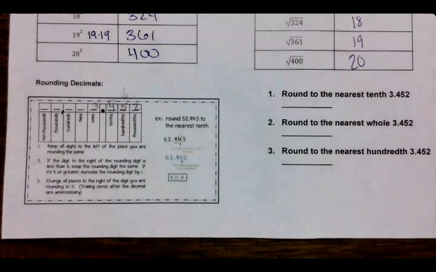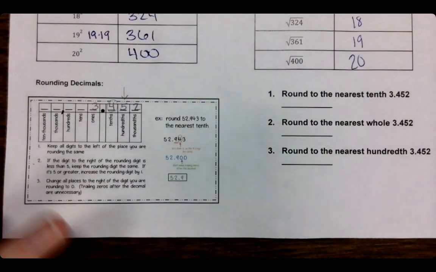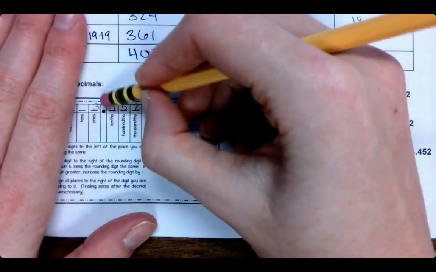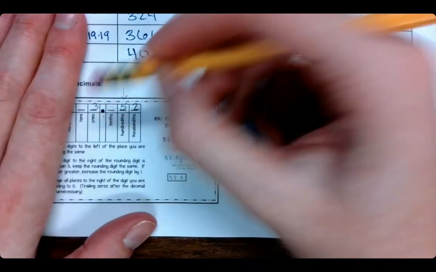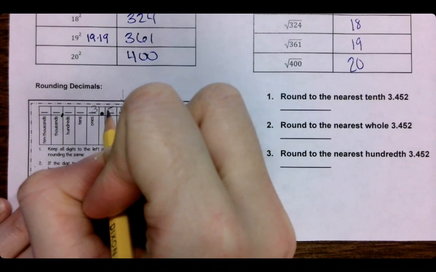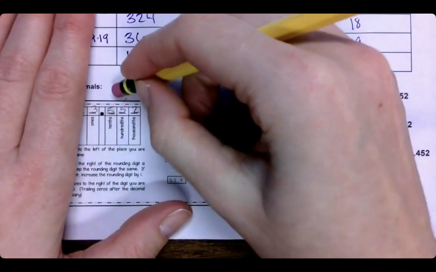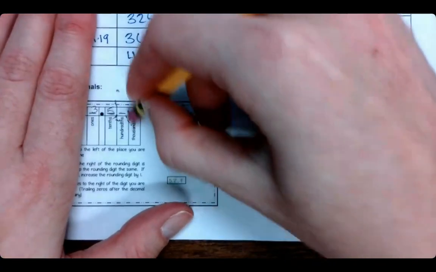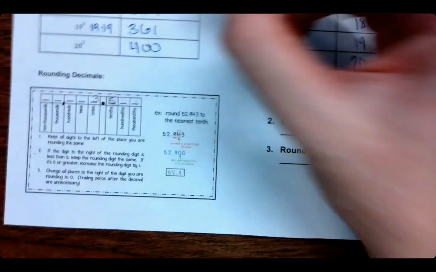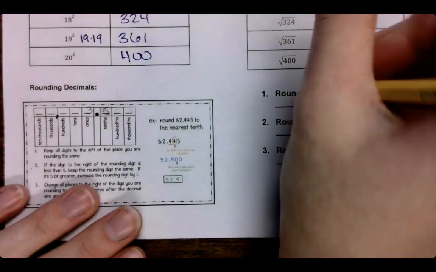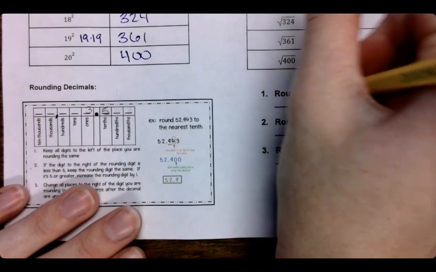Would the 5 make the 4 round up or stay the same? It makes that 4 round up. So what I would do is I would take that 4 and I would change it to a 5. And then because we're talking about decimals, everything after that number would just go away. So this would be 3.5.